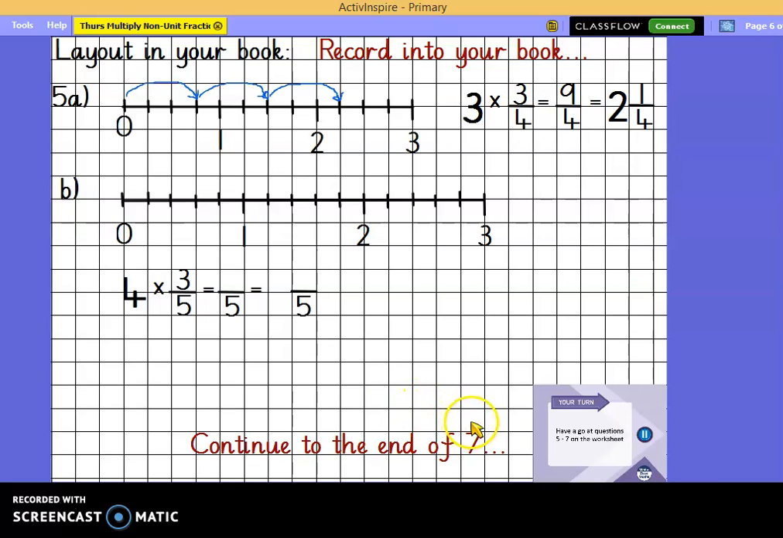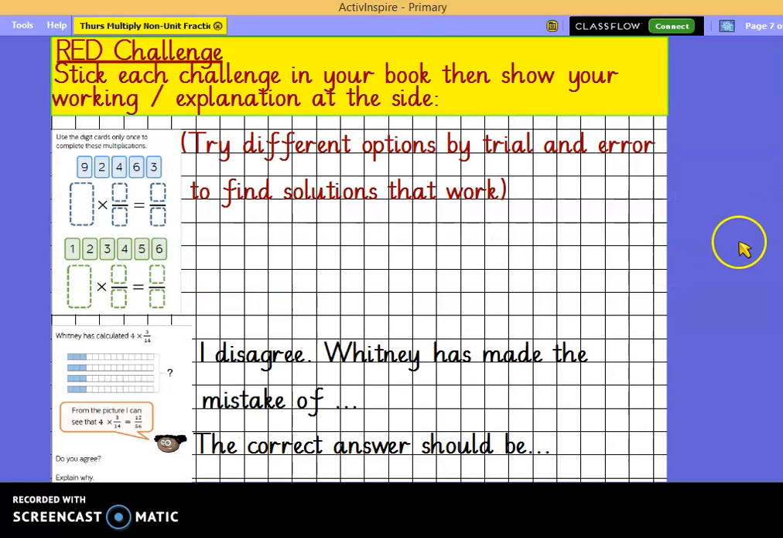I'd like you to continue to the end of question 7, please, by pausing the video here to look at that neat presentation for your book. Finish to the end of 7 and then come back to me for additional problem solving. Red group, you've got these in your pack. Everyone else, if you want to try them, here they are.